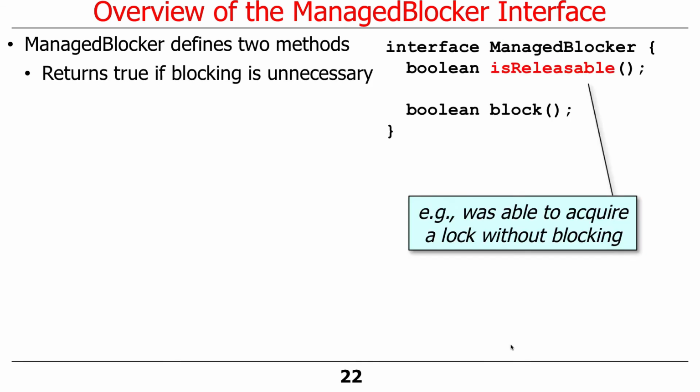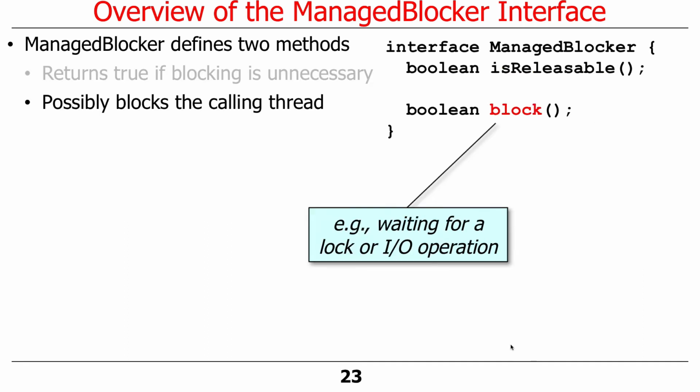And there are two methods. One is called isReleasable, and this returns true if blocking is not necessary. So if you got the resource and you're done, this is particularly good for things like locks, then isReleasable will return true, and then there's no need to block, there's no need to allocate any more threads.